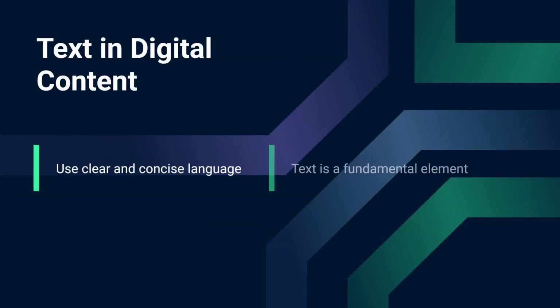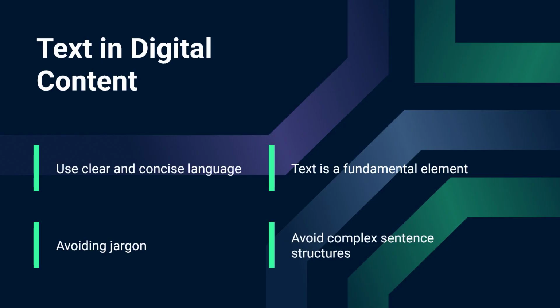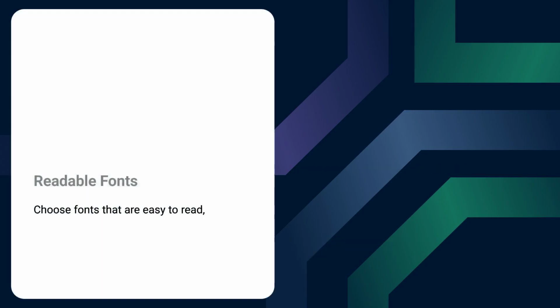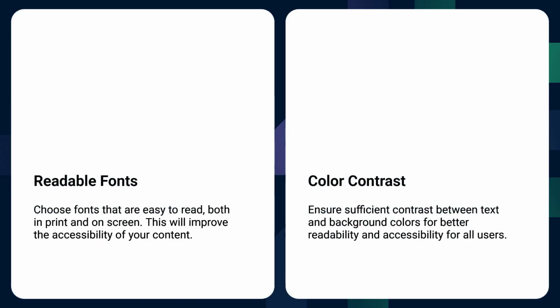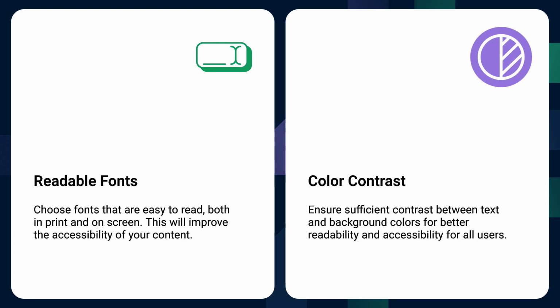Text is a fundamental element of most digital content. Use clear and concise language, avoiding jargon and complex sentence structures. Choose fonts that are easy to read, both in print and on screen. Ensure sufficient contrast between text and background colors. Aim for a contrast ratio of at least 4.5:1 for normal text and 3:1 for large text.